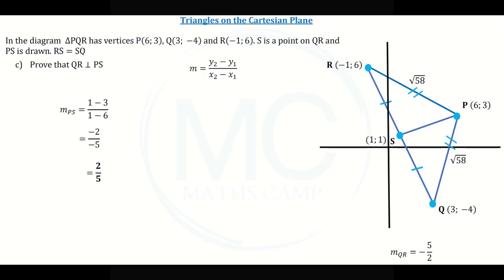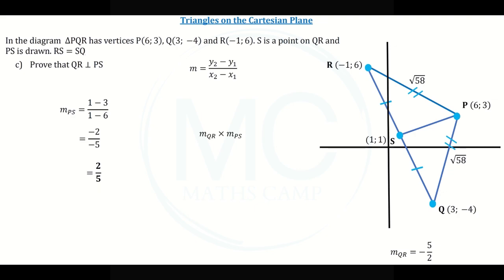The gradient of PS is positive, and the gradient of QR is negative. 2 over 5 is the reciprocal value of 5 over 2. So straight away, we can see that these lines are perpendicular, but this is not enough to prove. We need to show the product of these gradients is negative 1.